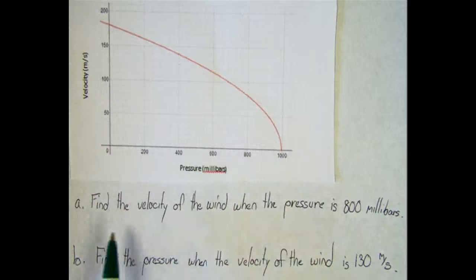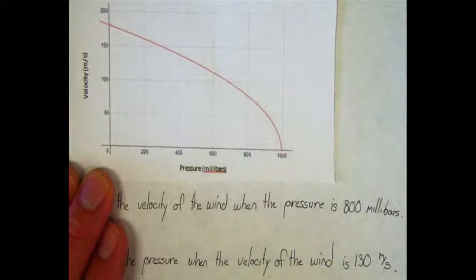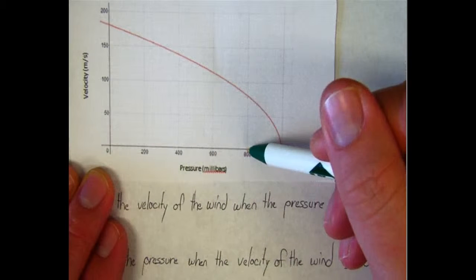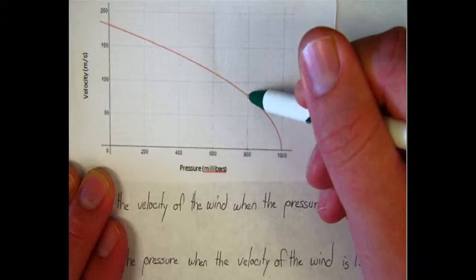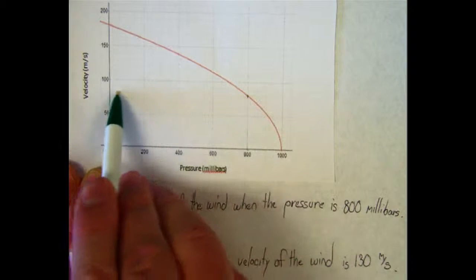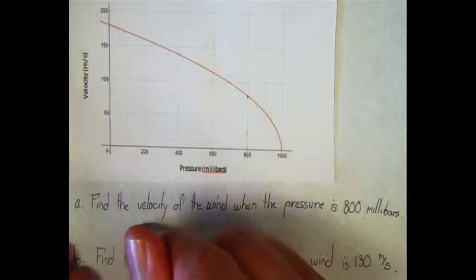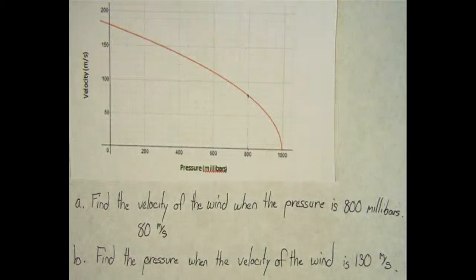So what we're asked here in part A is to find the velocity of the wind when the pressure is 800 millibars. So what we're going to do is find 800 millibars on the pressure category, trace that up till we find the line, and move over to find the wind speed, which in this case would be 80 meters per second.